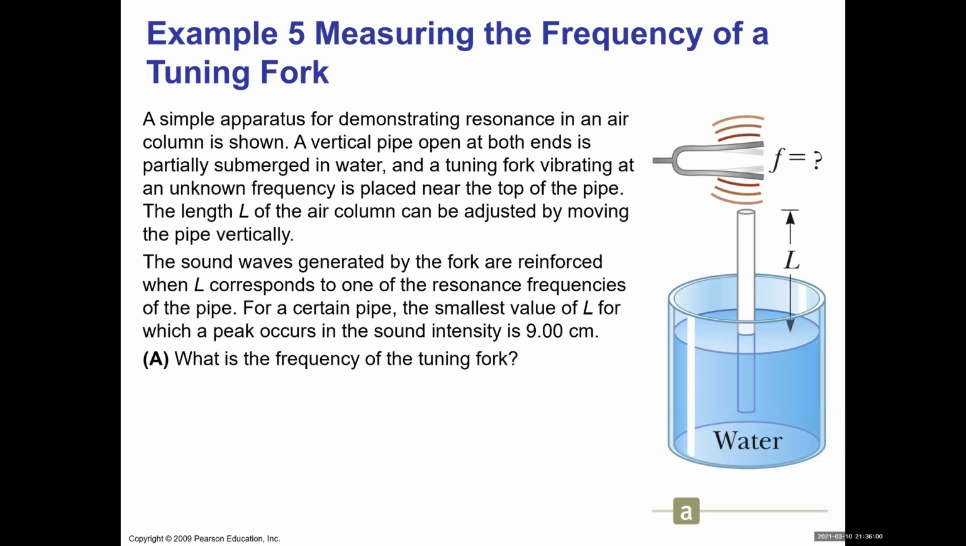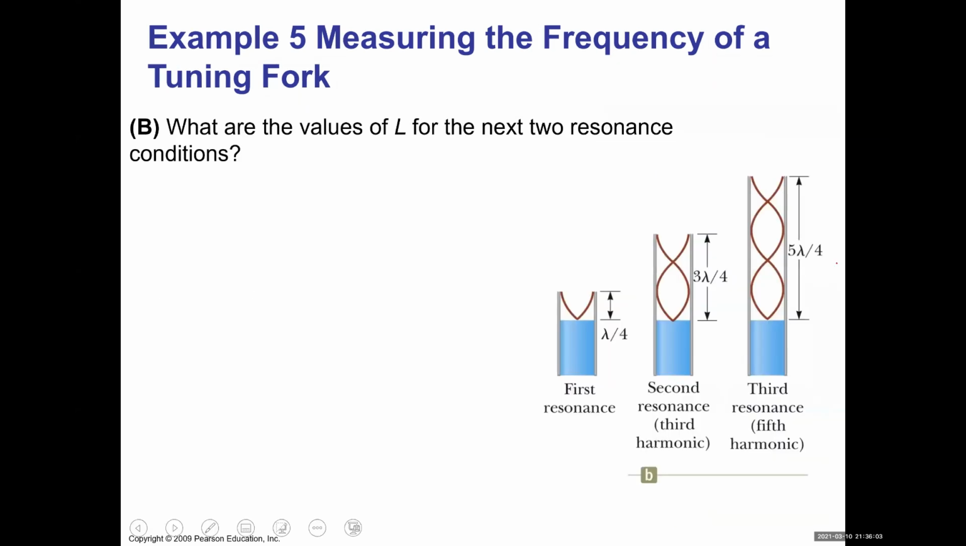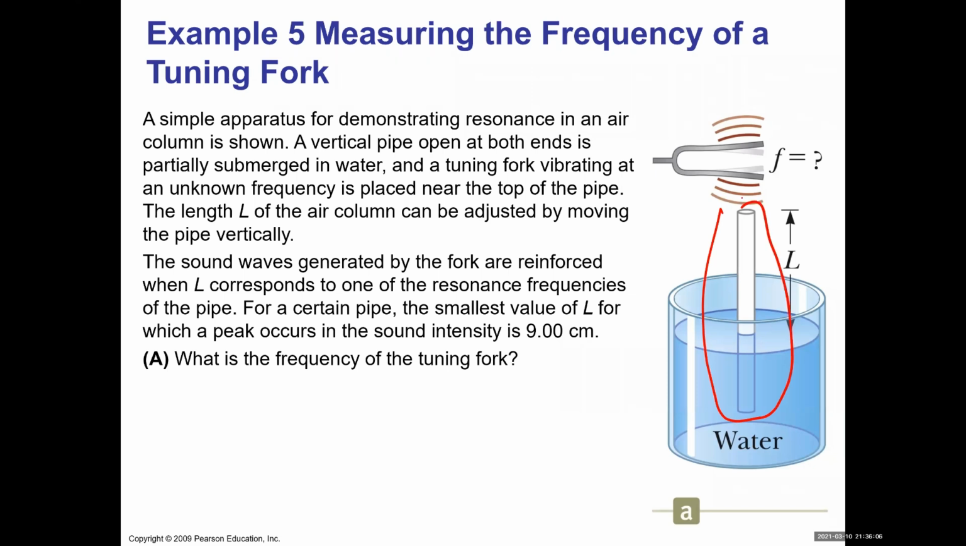So this is our pipe, and it's open at both ends. At the top, it's open to air. The bottom part is submerged in water. And the tuning fork, vibrating at an unknown frequency, is placed near the top of the pipe. The length L of the air column can be adjusted by moving the pipe vertically. One thing we have here is the level of water.